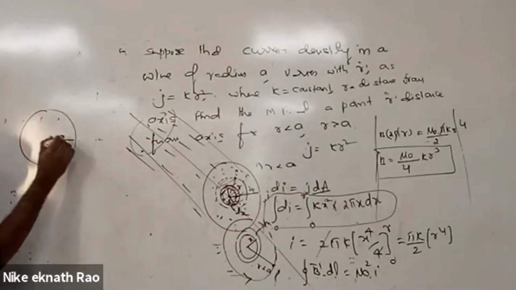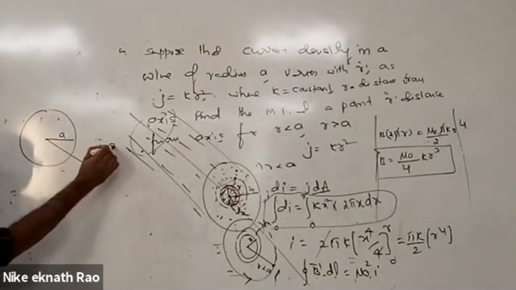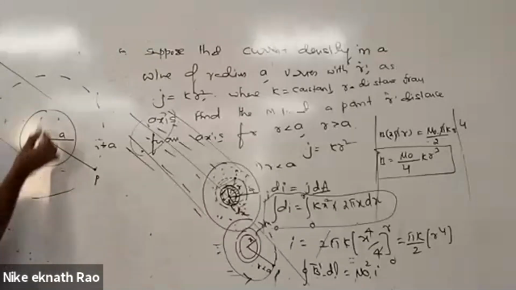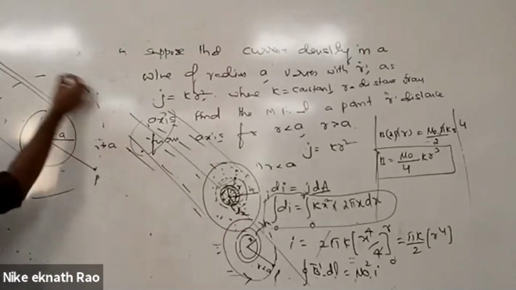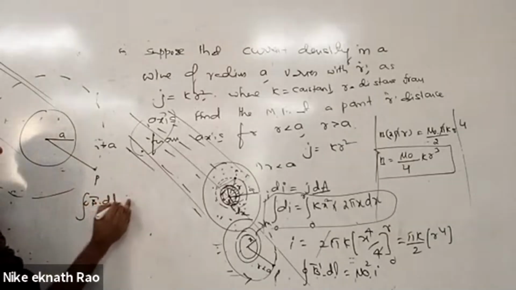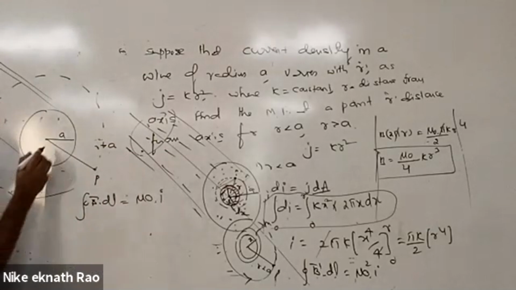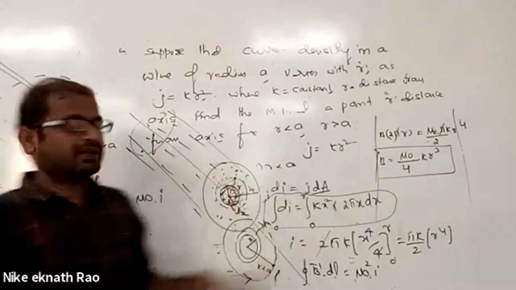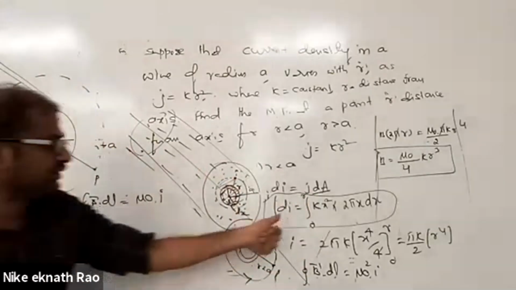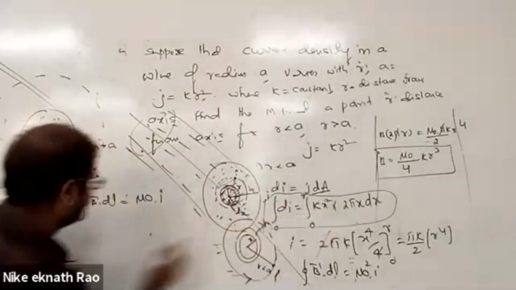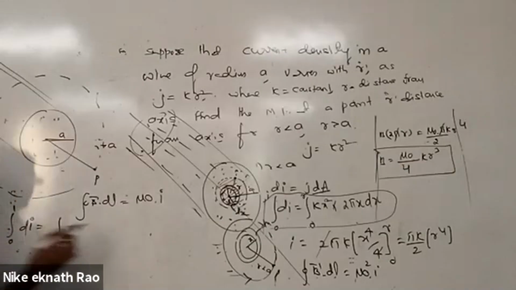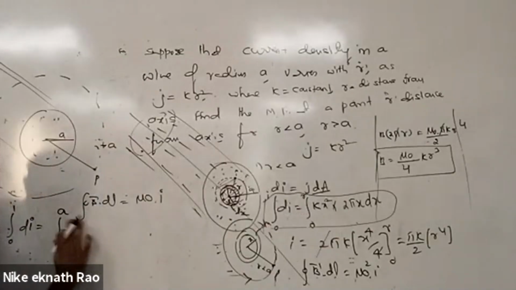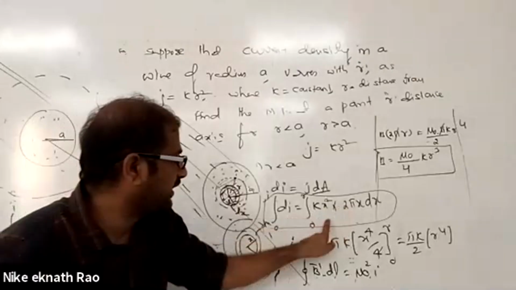So this is the radius A, and I want any outside point where R is more than A. So take the Amperian loop like this, with the current along together. Along this one Amperian loop, the line integral of B dot dl is equal to mu naught times the current I. The current I is up to what radius? The current within up to A, so you have to integrate from 0 to A. Therefore, I is the integral of dI, from 0 to A, which is 2 pi K x cube dx.